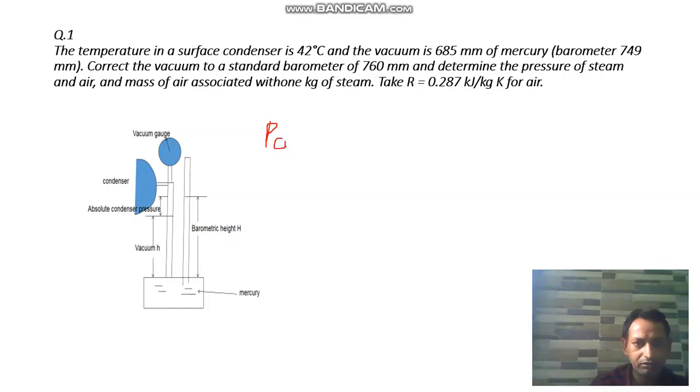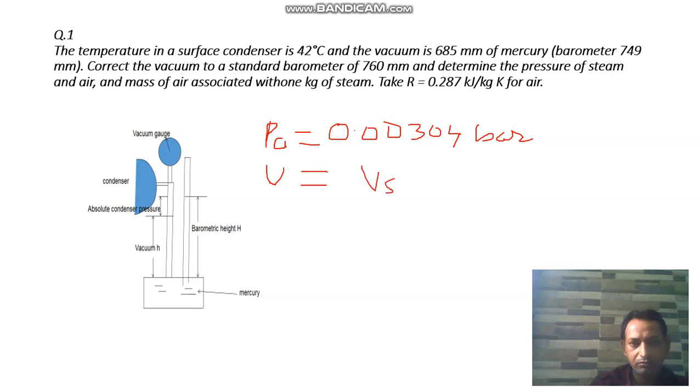The pressure of the air is equal to 0.00304 bar, and the volume of the air is equal to the volume of the steam at 42 degrees C from the steam table, which comes out to be 17.61, because the container is the same, so the volume of steam must be equal to the volume of the air.